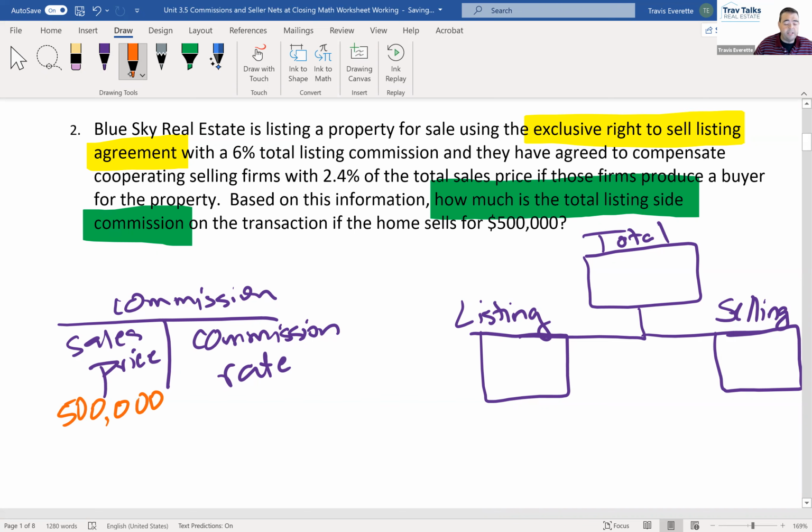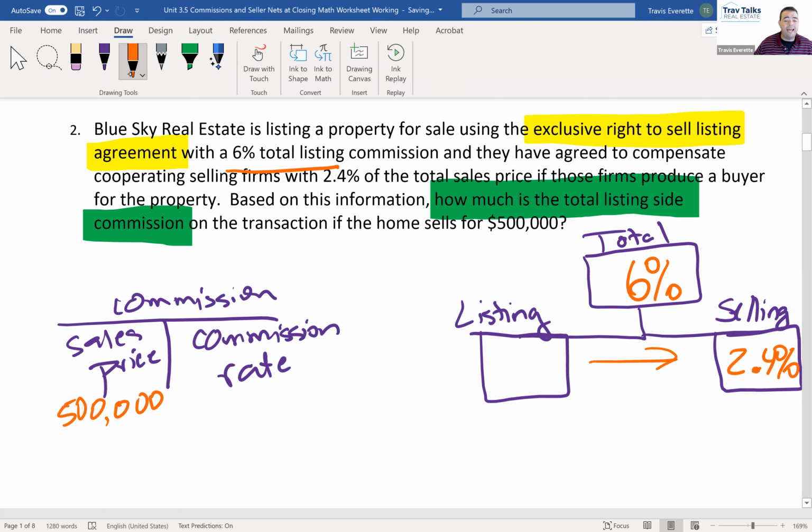Here's what I know. It says there's a 6% total commission. So I'm going to put that 6% up here. And they have agreed. So it says Blue Sky Real Estate is listing a property for sale with a 6% total listing commission, and they have agreed to compensate cooperating selling firms. So they're compensating the selling firm. They're paying or sharing with the selling firm 2.4%. So I'm going to put that 2.4% on the selling side because that's what they're offering to selling firms.